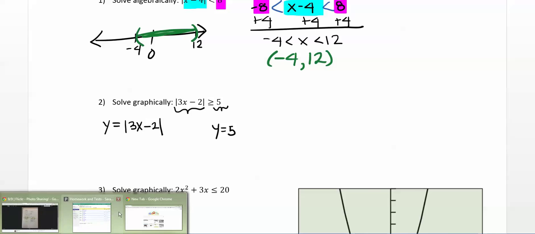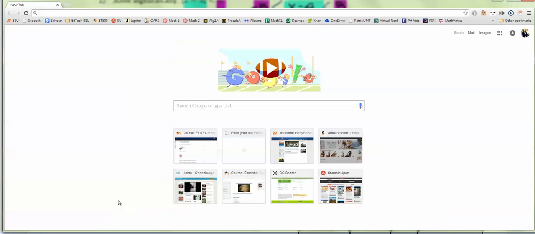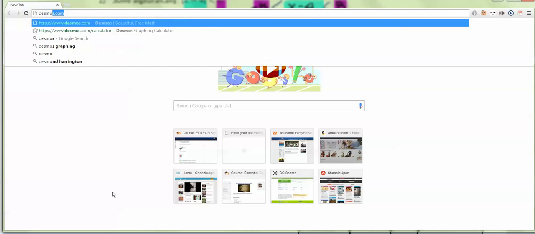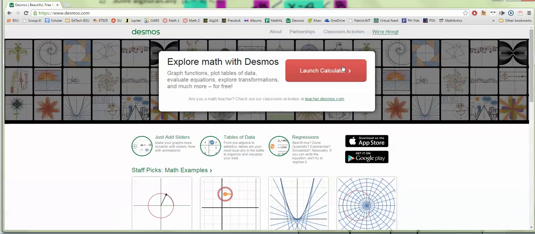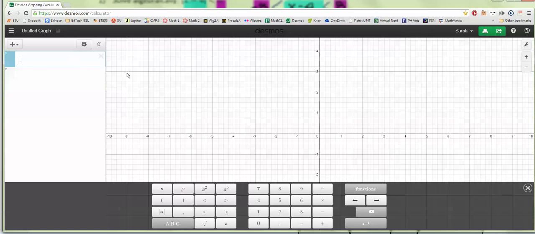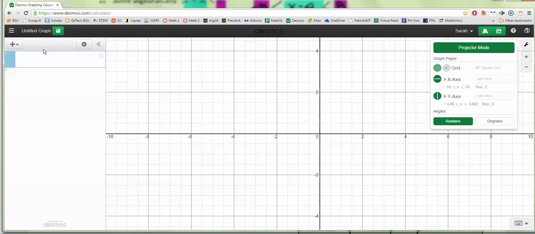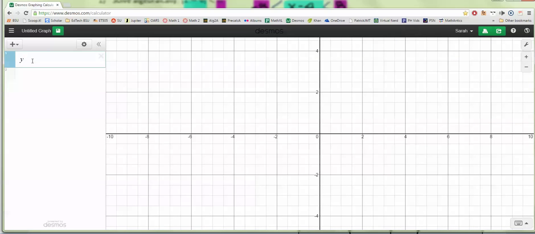Alright, so going to Desmos.com, launching calculator, I'm going to close this, I'm going to make this into projector mode to make it better. Okay, y equals the absolute value. So when you type in the little bar, it makes 2 bars. It's handy. 3x minus 2. Okay, that's the absolute value of 3x minus 2 as a graph. You get this V shape. Then we're going to do y equals 5.